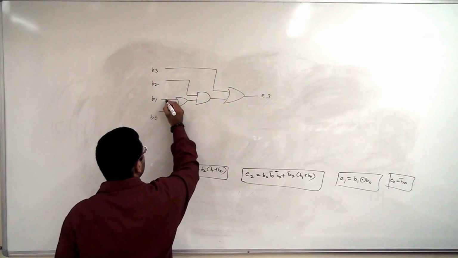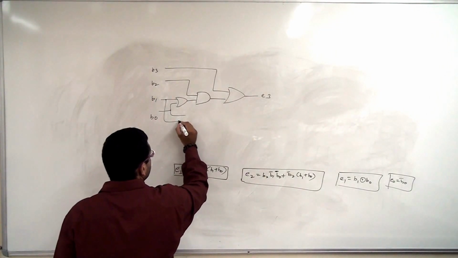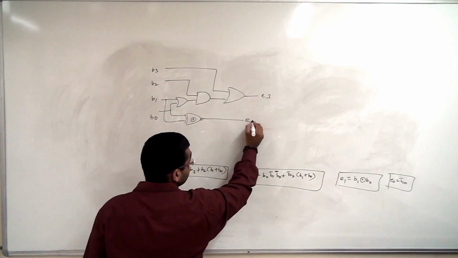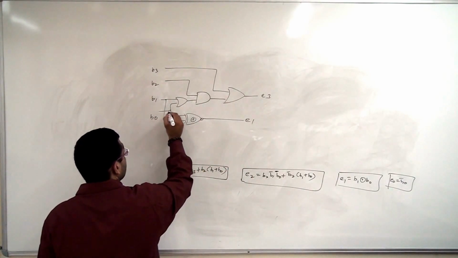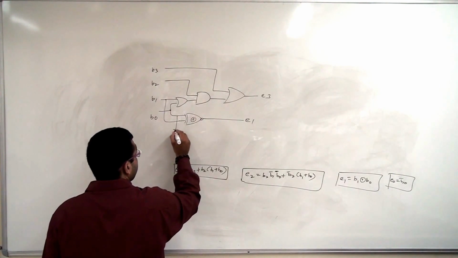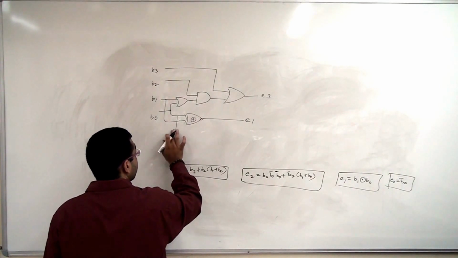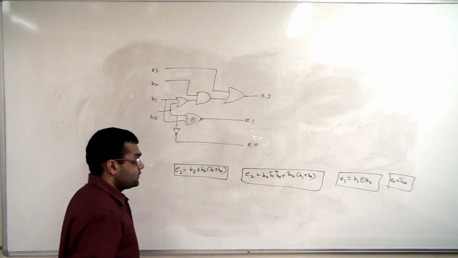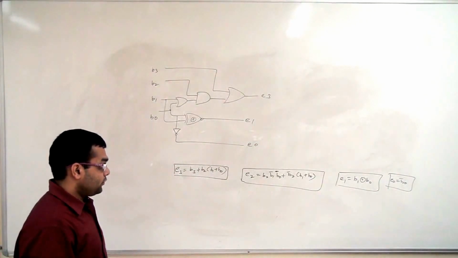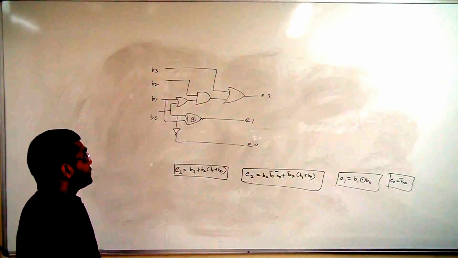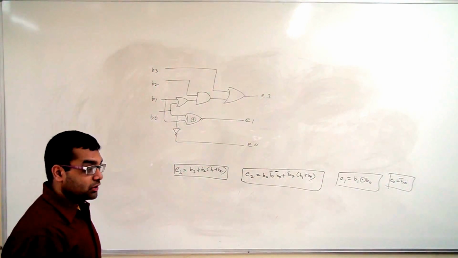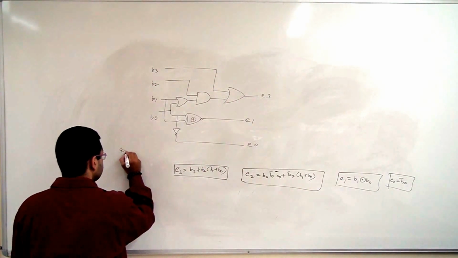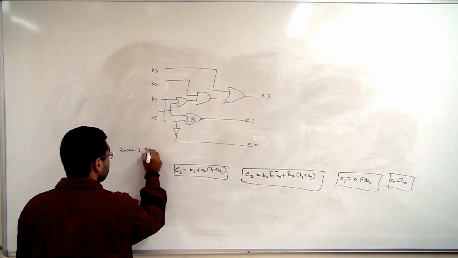For B1 and B0, we can put in an XNOR. I put in a NOT in front of E1. This is B0 bar. Similarly, E2 also I can draw. Alright, so this is how I get the BCD to XS3 code converter. The reverse I can also do: I can generate XS3 to BCD codes.